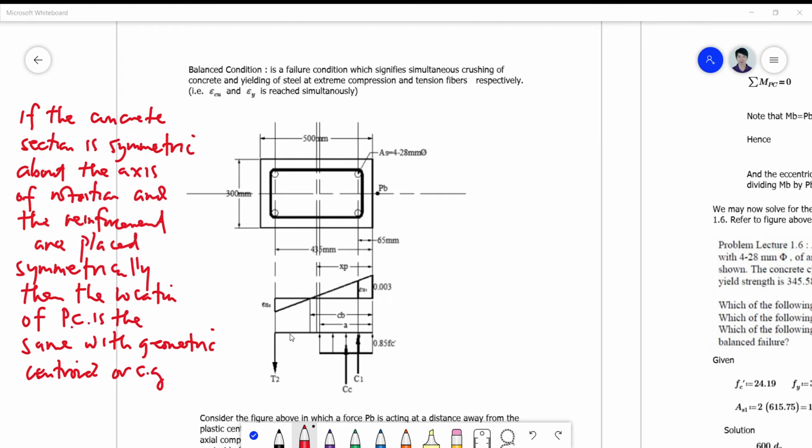Okay, so for this particular problem, we can take note that the location of centroid is somewhere just maybe this is the geometric centroid, so that's PC, which coincides with the geometric centroid. So if we take one half of 500, so this is just the value of xp there, which is the same as this one. Okay, so this is automatically 250 millimeter. So wait for a moment.